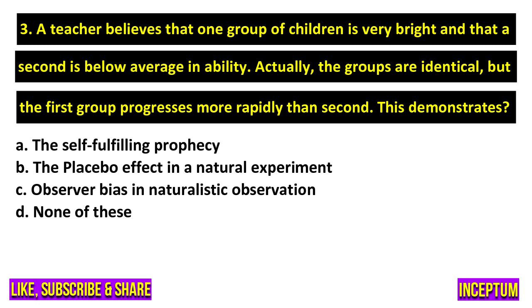Question number 3. A teacher believes that one group of children is very bright and that a second is below average in ability. Actually, the groups are identical, but the first group progresses more rapidly than the second one. This demonstrates. In the options we have the self-fulfilling prophecy, the placebo effect in natural experiment, observer bias in naturalistic observation, none of the above. And among the given options, the right one is option A, the self-fulfilling prophecy.